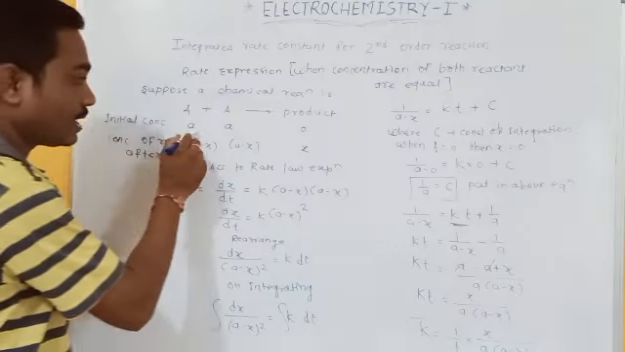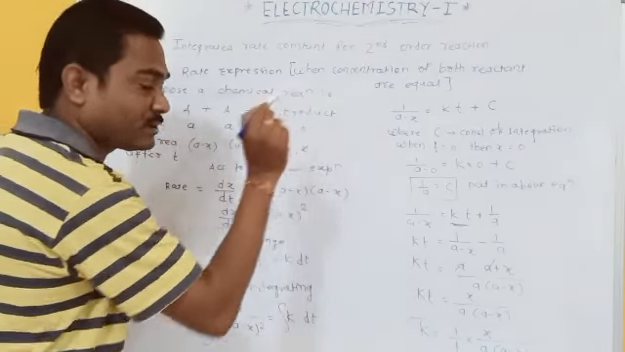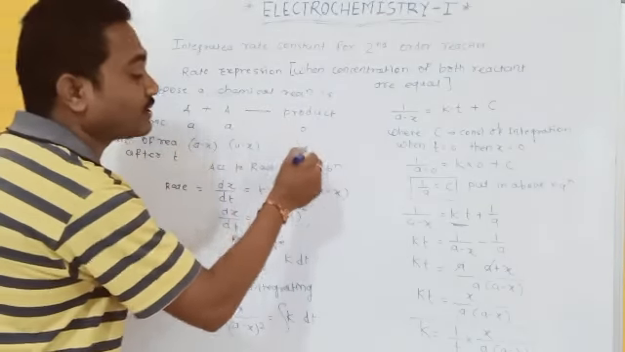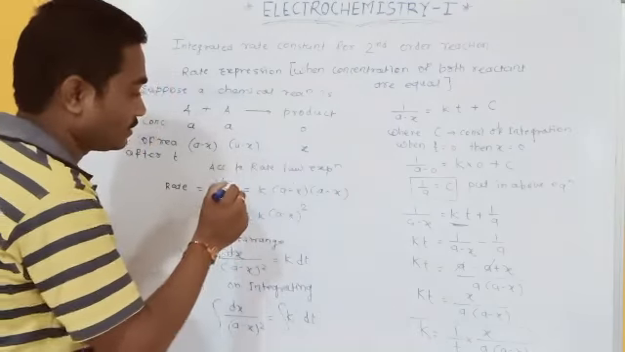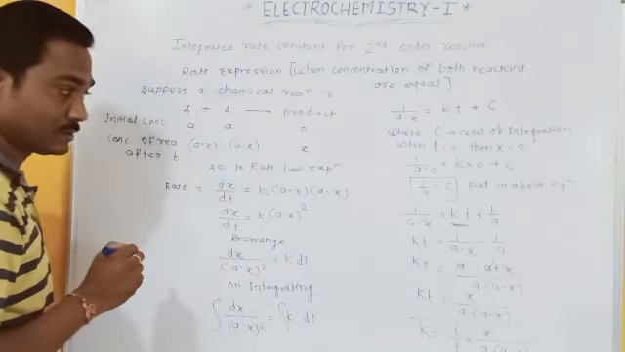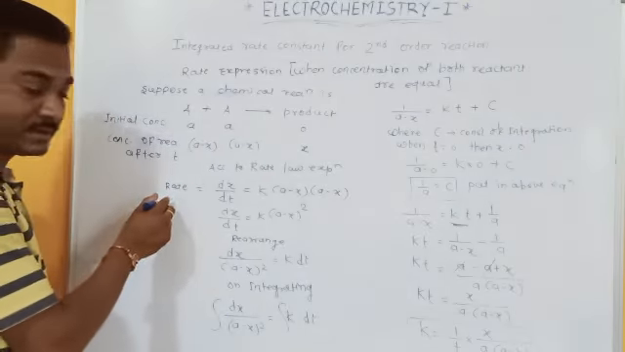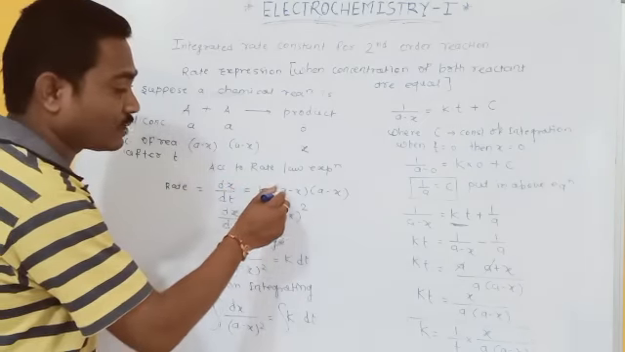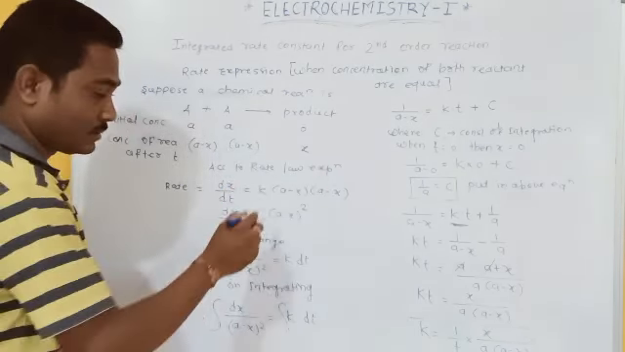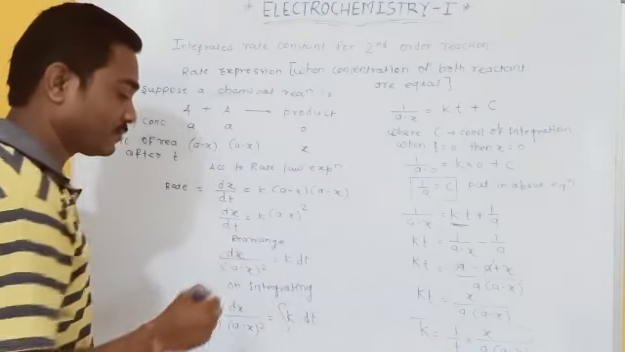Suppose a chemical reaction is A plus A changes to product. Initial concentration here is a. At time zero no product is formed, but after a time t, some reactant is converted into product, like x. Therefore, the concentration of reactant also changes to a minus x. According to the rate law expression, the rate dx by dt is equal to k, concentration of A, concentration of A again, that is a minus x, a minus x, which becomes a square.